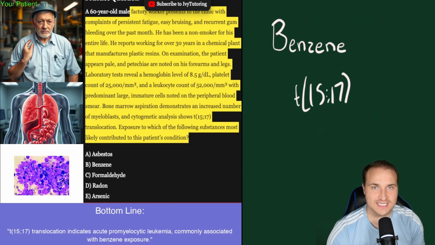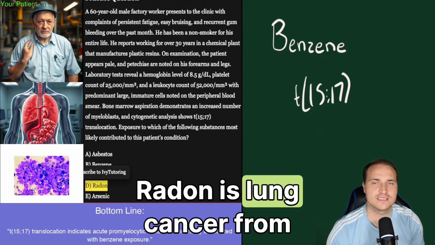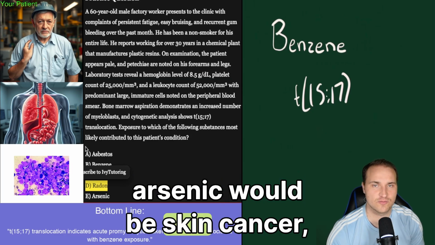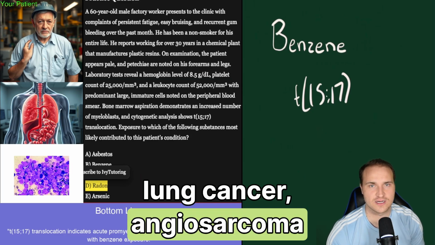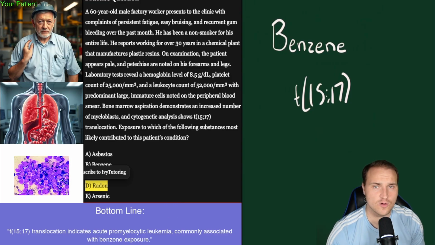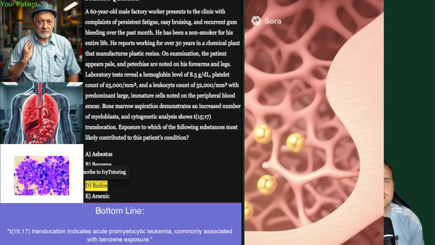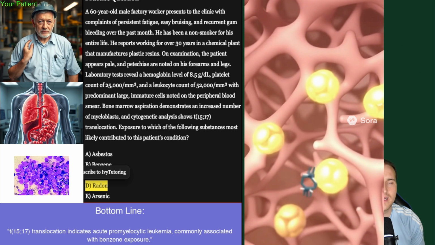For instance, asbestos would be associated with mesothelioma and bronchogenic carcinoma, not AML. Formaldehyde is a weak carcinogen that's linked to nasopharyngeal cancer. Radon is lung cancer from radioactive gas exposure, and arsenic would be skin cancer, lung cancer, angiosarcoma, not AML. So benzene destroys the bone marrow stem cells and is a notorious cause of acute myeloid leukemia.